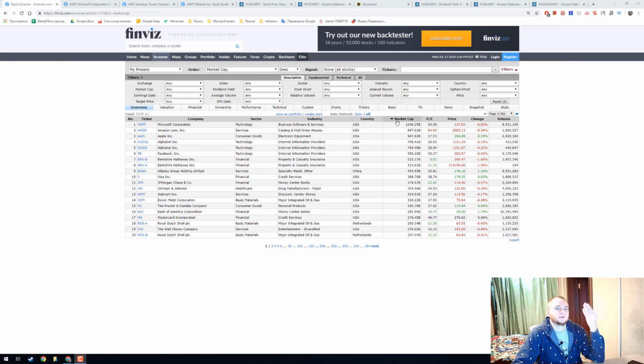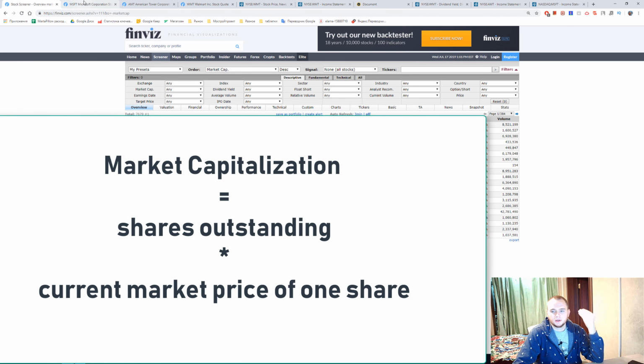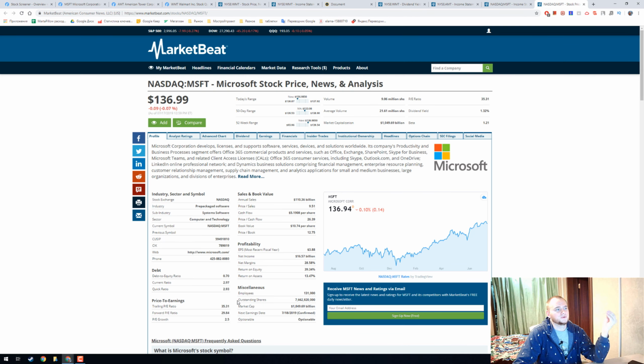I always talk about market capitalization, but what is it? The market capitalization, or the market cap, is calculated by multiplying a company's shares outstanding by the current market price of one share. For Microsoft it will be 136.99 multiplied by the outstanding shares, 7 billion 602 million shares. We can check it.